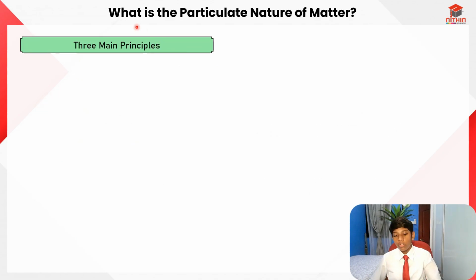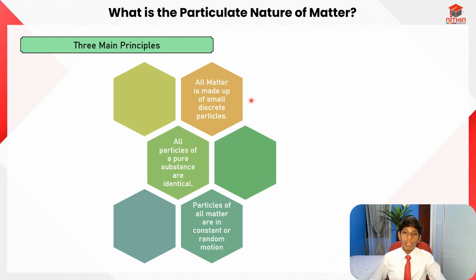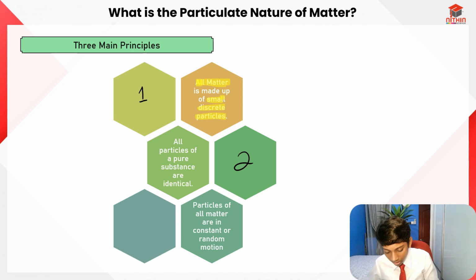Next off, we need to know the three main principles. The first principle, let's just write that down: all matter is made up of small discrete particles. All matter. This is important. Secondly, all particles of a pure substance are identical. So that's number 2.